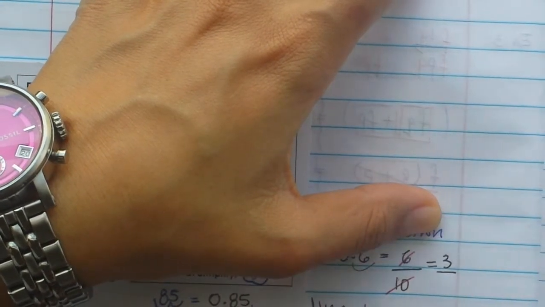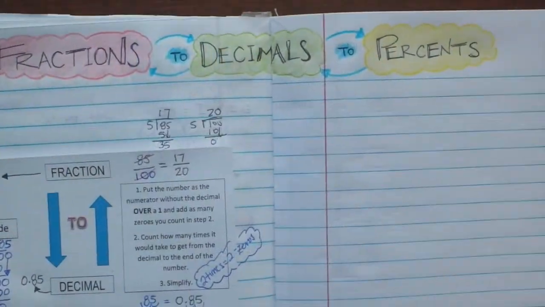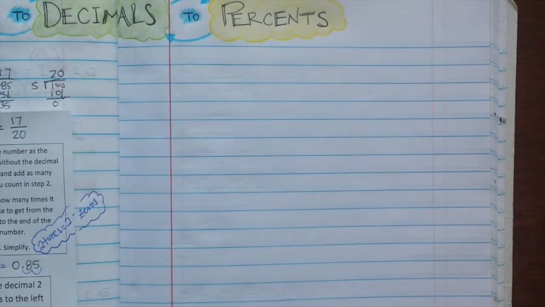3 and 10? 5. So my final fraction is 3 over 5. So just depending on what they're asking is what you're doing. We're going to look at some more examples.